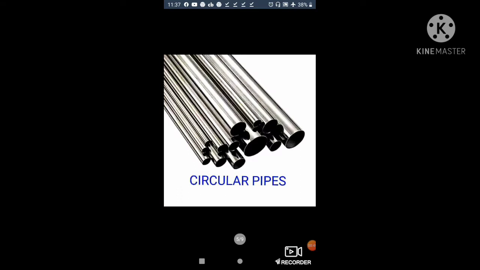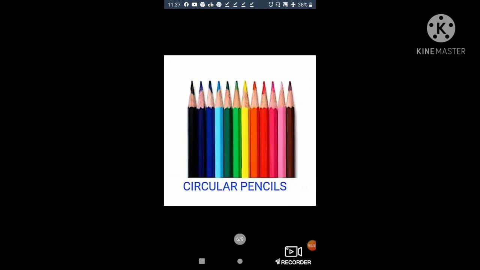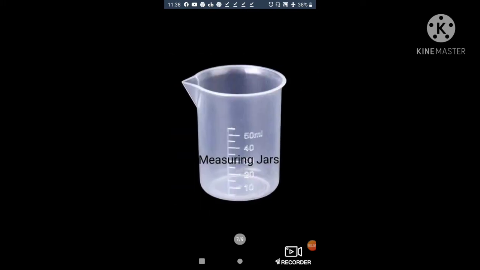Then we can go through circular pipes. As you can see, these are circular pipes. And then we can go through circular pencils. Downside, I'm not talking about the upper part but the lower part. This is the circular part only. Then measuring jars, you can see these measuring jars are also in circular shapes only.